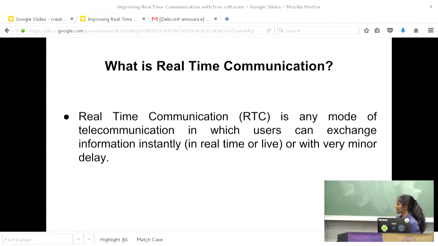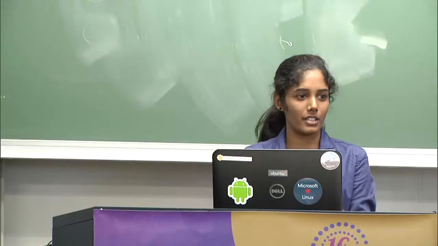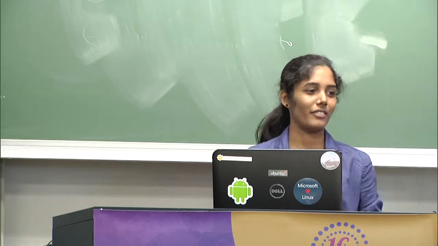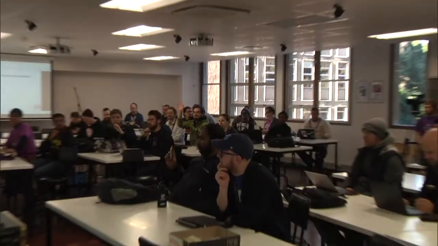First, real-time communication. It is a communication in which users can exchange information instantly with minimum delay. These are examples of real-time communication: text messaging, video conferencing, calling. I hope you people in Cape Town are contacting your family through some software. How many of you are here using free software to communicate with your family from Cape Town? Okay, yeah, it's a good amount.